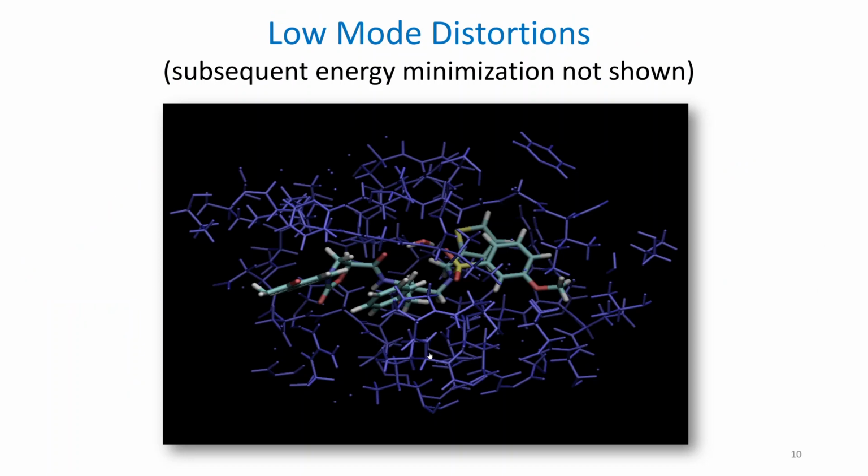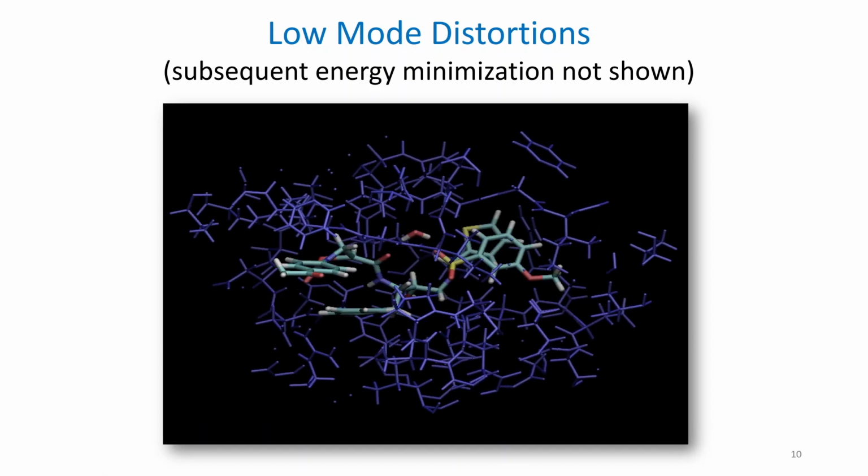This is sort of a dramatic video showing somewhat extreme low mode distortions to give the idea. In blue or purple is the protein binding site with the rest of the protein removed. And in green, etc., is a ligand. And here we have a low mode search where you see the ligand and the protein moving in a concerted manner.